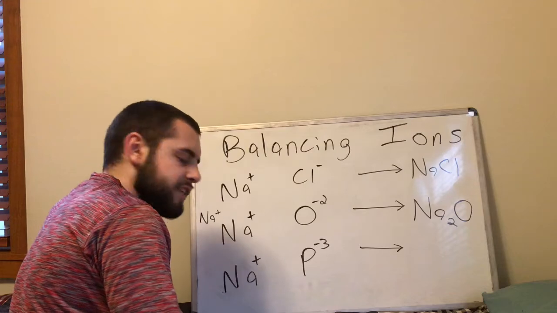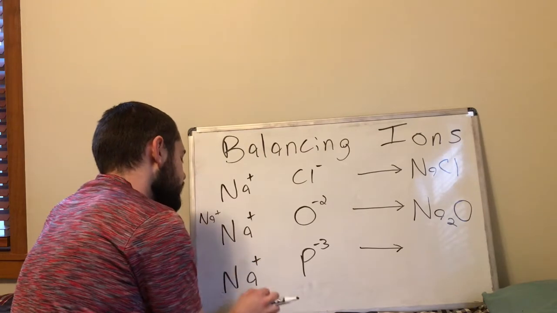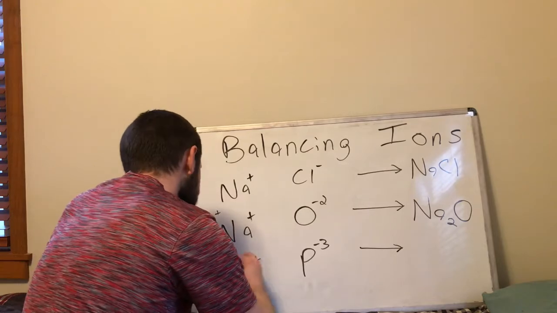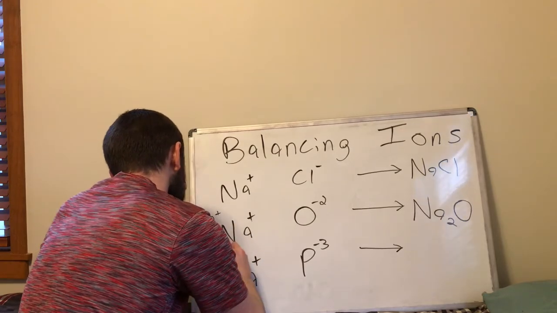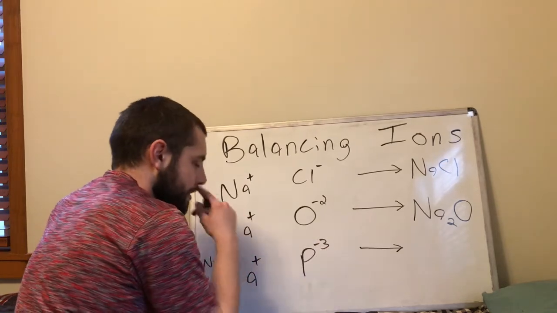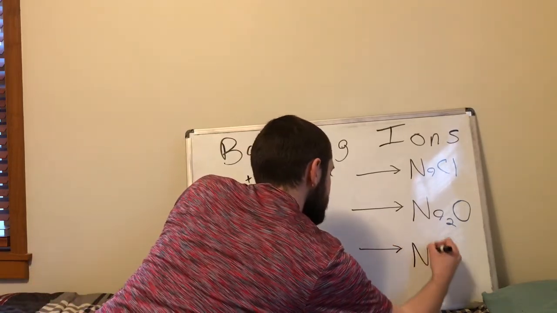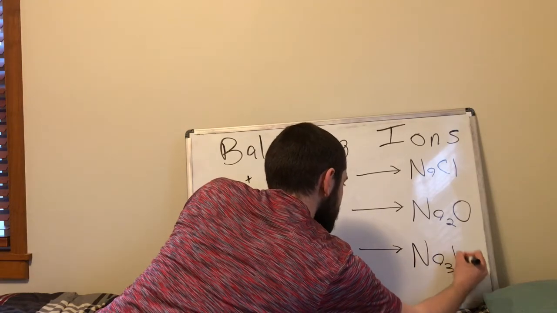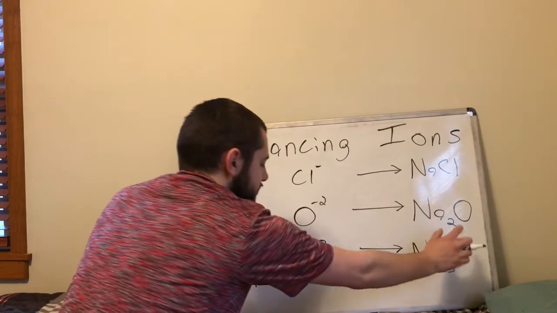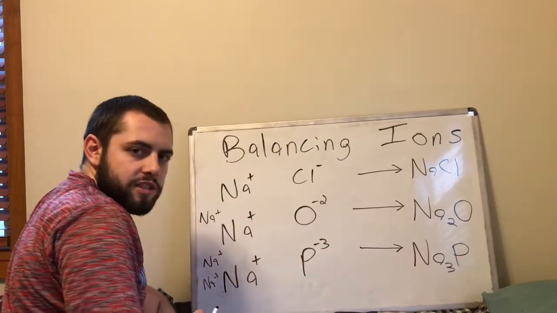Same argument for this last one here. Sodium with a +1, phosphorus with a -3. 1 sodium is not enough. I'm going to need 3 sodiums this time. But if I've got 3 sodiums, it'll cancel out with this -3. Sodium phosphide, Na3P. Sodium phosphide. Cancels out to 0.